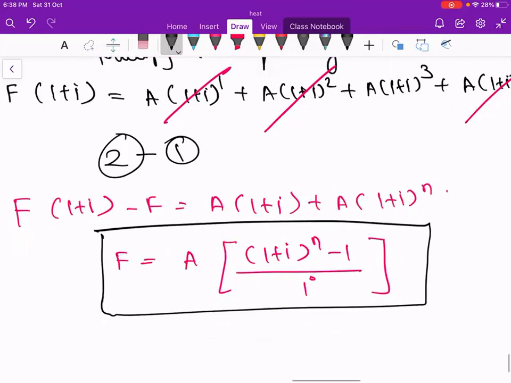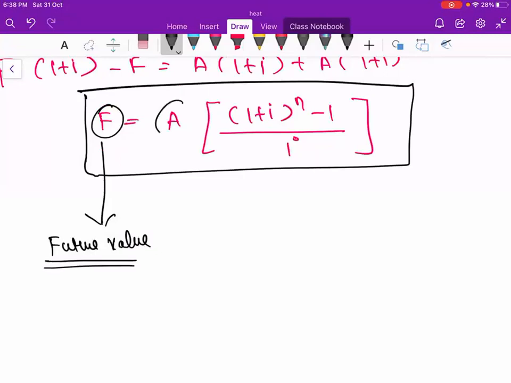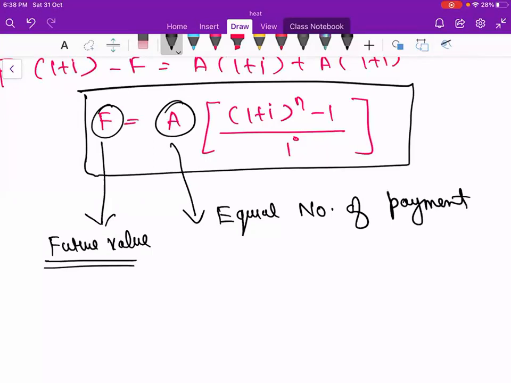So here, if you see in this formula, what is F? This is the future value. What is A? Equal number of payments.